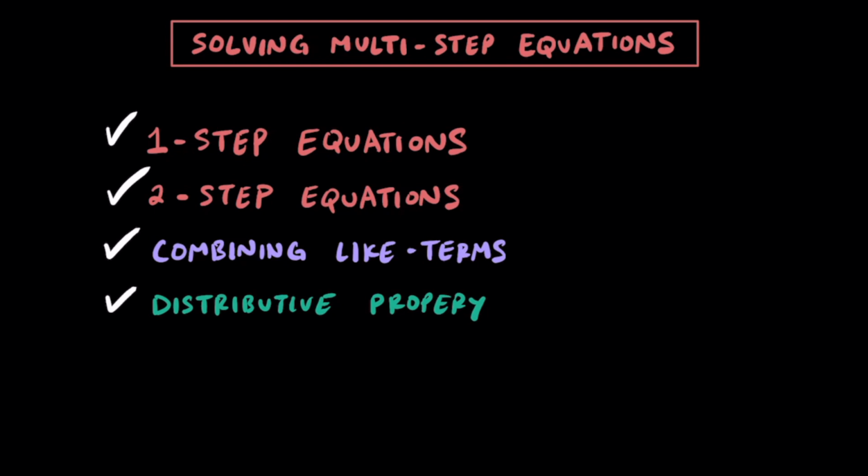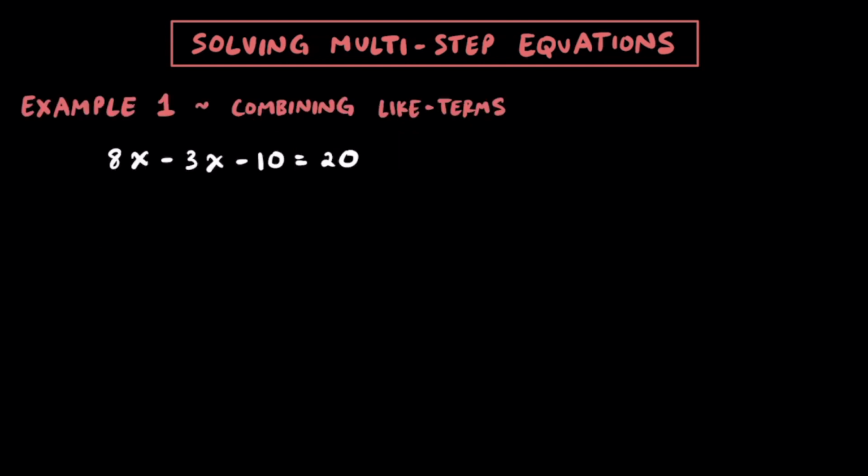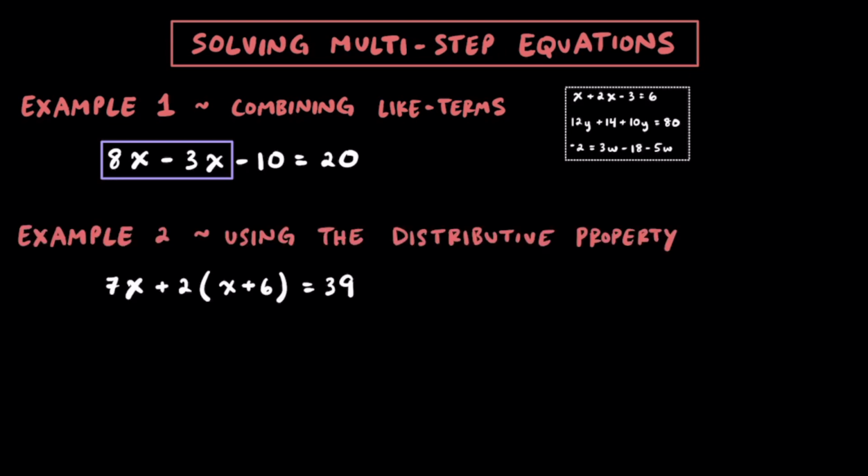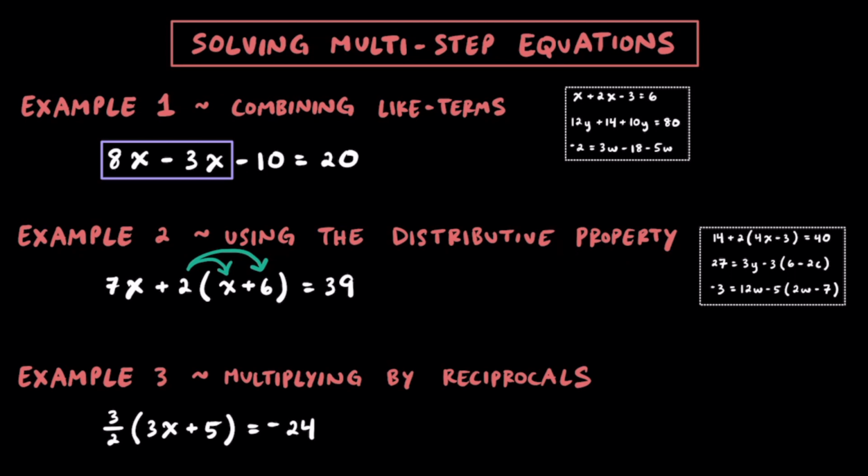Let me show you the three types of multi-step equations that we're going to cover today. The first type of equation will deal with combining like terms, where we'll have to combine the like terms before we can solve the equation. The second type of equation that we'll also work with has to use the distributive property. In these examples, we'll have to distribute before we do anything else. And the third type of equation that you'll see has to deal with multiplying by reciprocals. In these types of equations, we'll talk about how you can avoid using the distributive property by multiplying both sides by a reciprocal of a fraction.